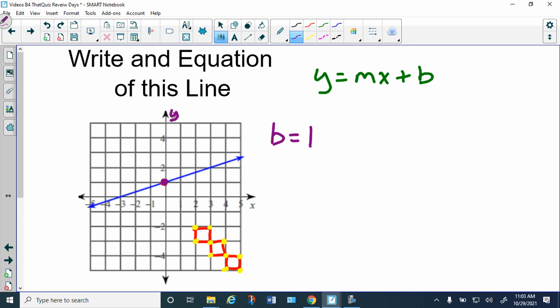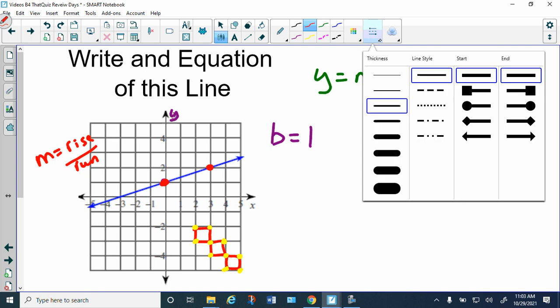We already found one there. Oops, I was using red, wasn't I? So we found one there, and then whoop, there's another one there. So once we find our corner points, we're going to do our rise over run. Once again, slope is rise over run. And it's the easiest to find when we look at a graph, right?